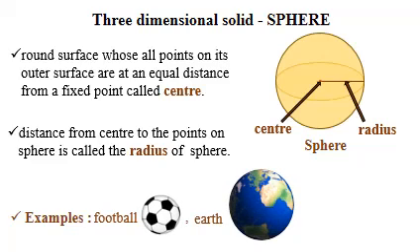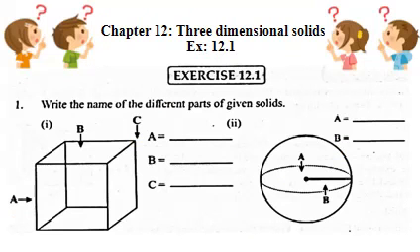Football, earth. So these are the examples from our daily life. Students, now please take out the second page of your math book and look into the table of contents. Now please search for the page number given for chapter 12, three-dimensional solids. Okay, after checking out chapter 12, we are going to look for exercise 12.1. I hope everybody has taken out exercise 12.1.